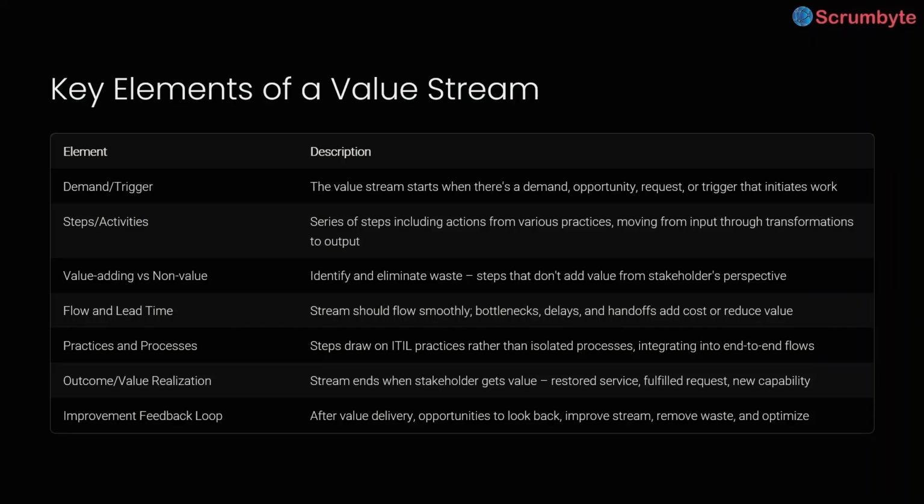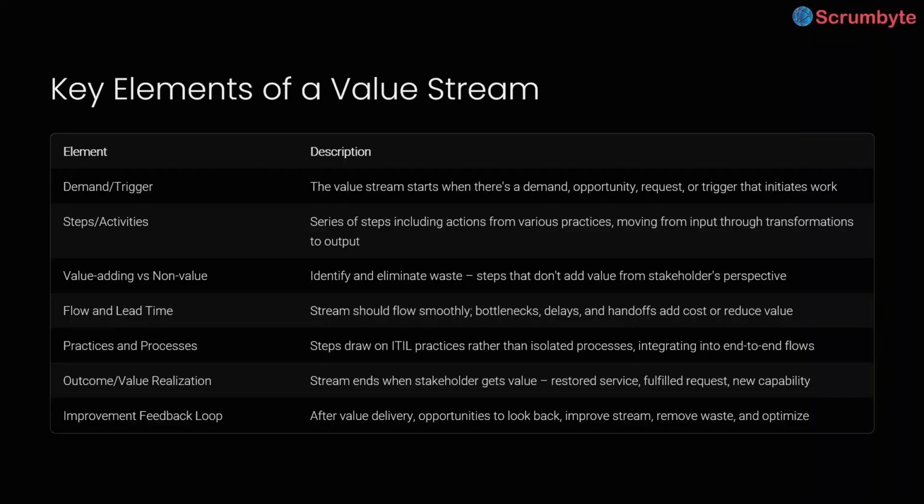The other thing is, a stream should flow smoothly. Bottlenecks, delays, handoffs, they all add costs, and they reduce the value. Handoff means, I think you understand, right? My process is over, I hand it over to the next service. If that person is not taking it at the right time, or they don't have proper procedures, standard operating procedures, then things will be pretty bad. So you've got to make sure that the flow is smooth. Okay.